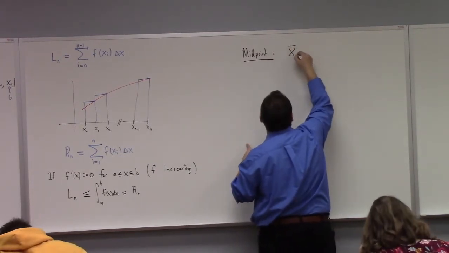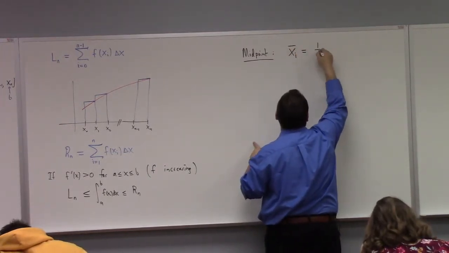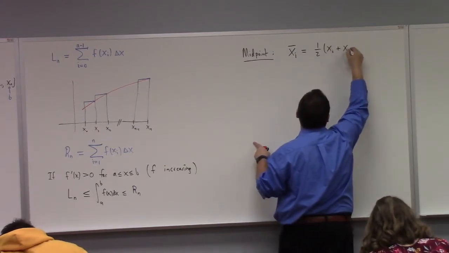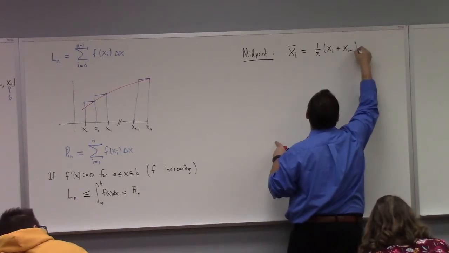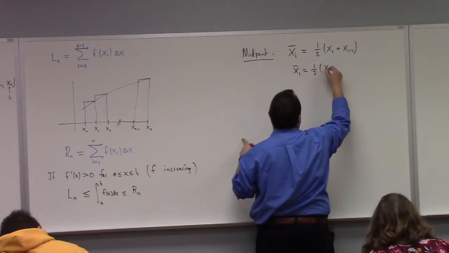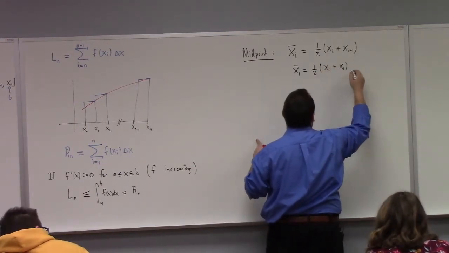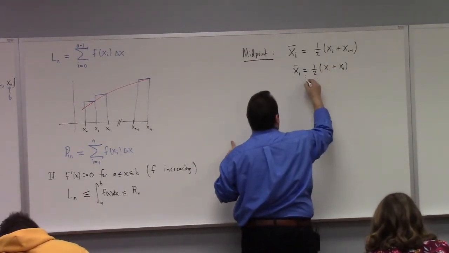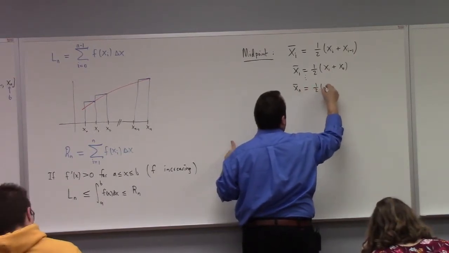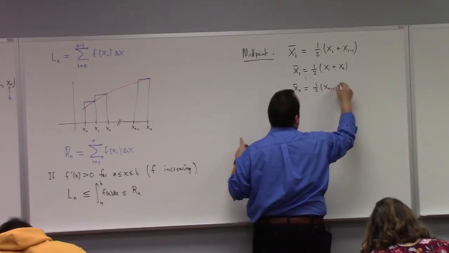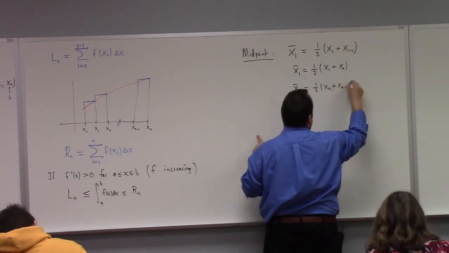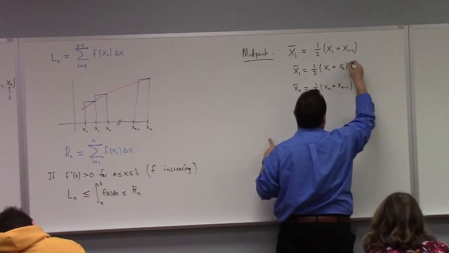If we do x bar i to be the midpoint, that's going to be 1 half of x sub i plus x sub i minus 1, right? So like x bar 1 is 1 half of x1 plus x sub 0, right? And so forth. The nth one is 1 half of x sub n plus x sub n minus 1, which, of course, that's A.